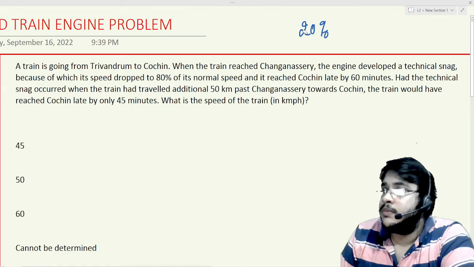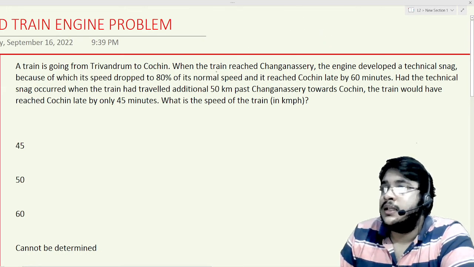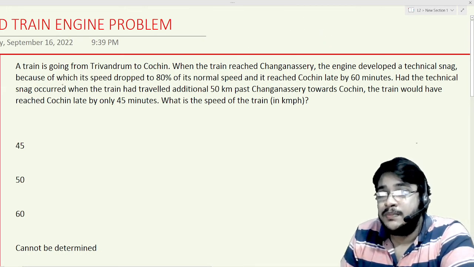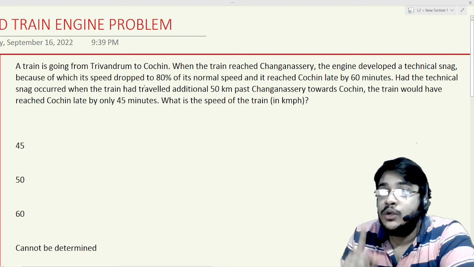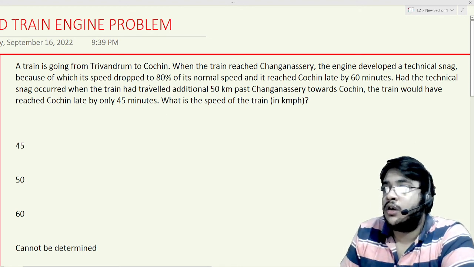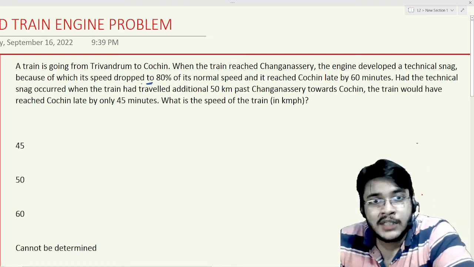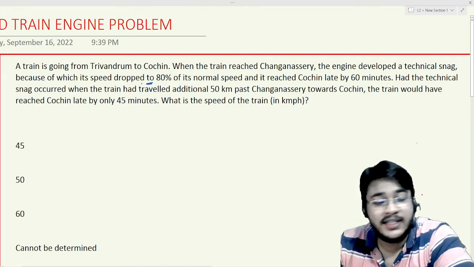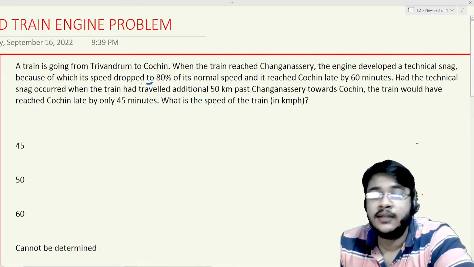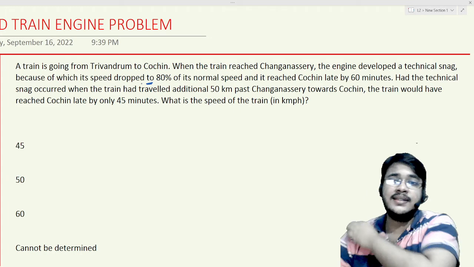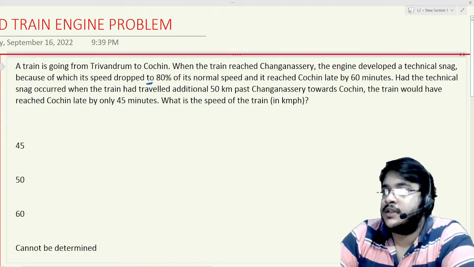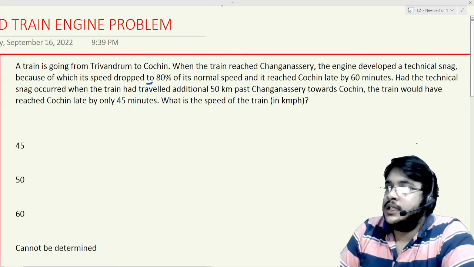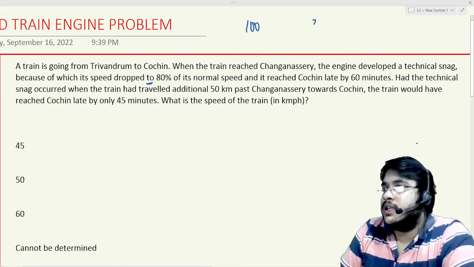However, please don't make this silly error. They have said that because of that snag, its speed dropped to 80% of its normal speed. You have to understand, these small words will change the meaning of the entire thing. Had they said 80% off, then the case would have been a little different. Anyways, so initially it was 100, now it is 80.